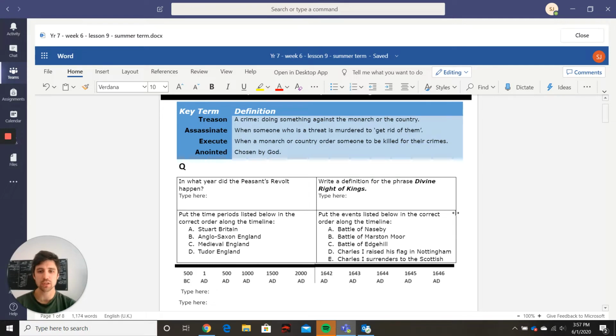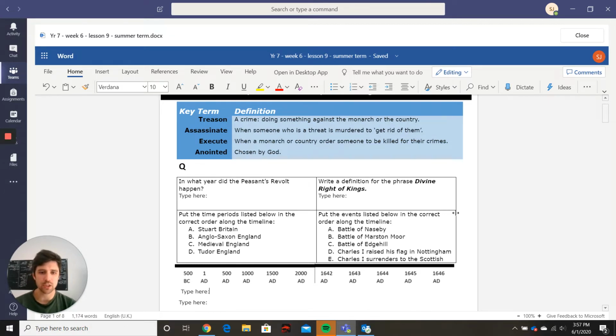And finally, you should have Stuart Britain from 1603 until 1714, because in 1714, the first of the Georgian kings from Hanover in Germany arrived. Surprise, surprise. He was called George.